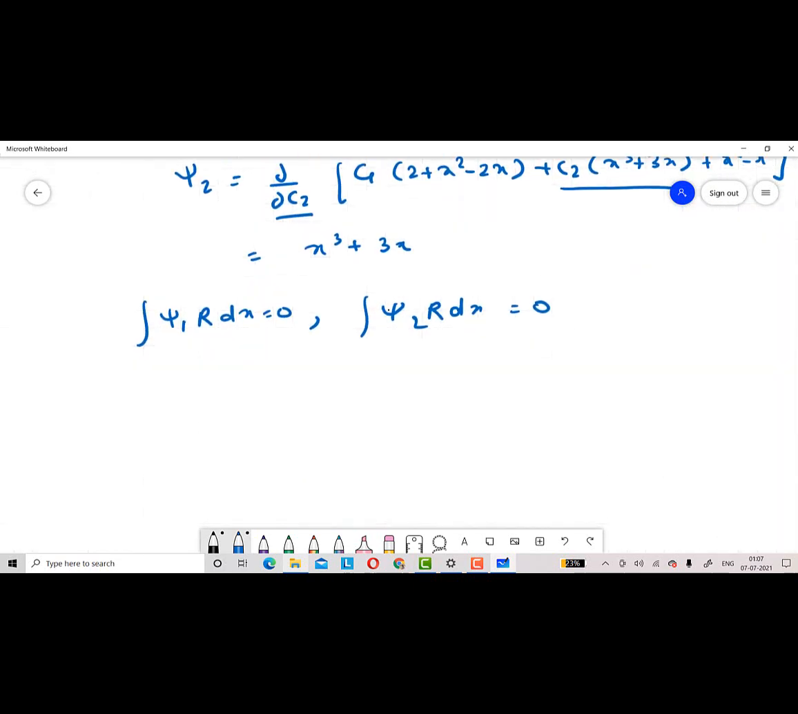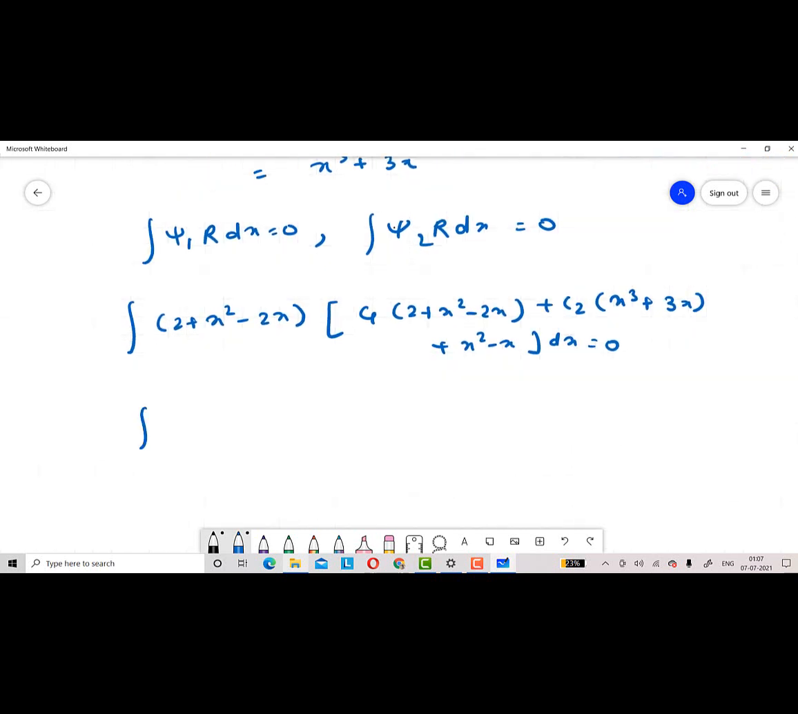So our psi1 is 2 plus x square minus 2x, and R is C1 (2 plus x square minus 2x) plus C2 (x cube plus 3x) plus x square minus x, dx equals 0. On solving, we will get the coefficient of C1 as 28 over 15 plus 121 over 60 C2 equals 13 over 60.